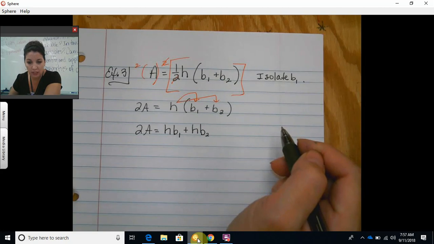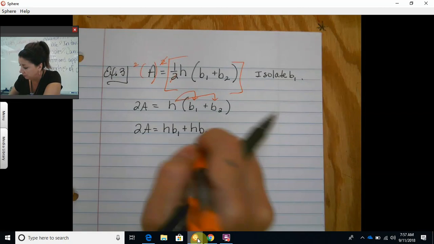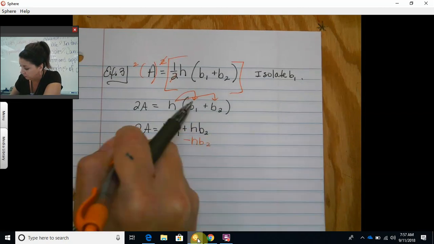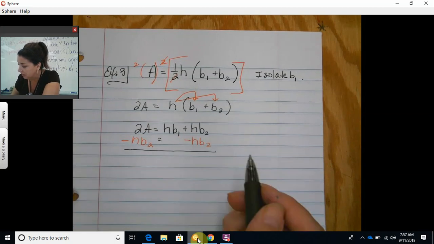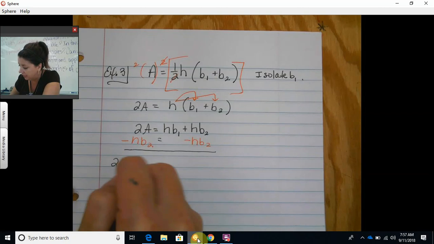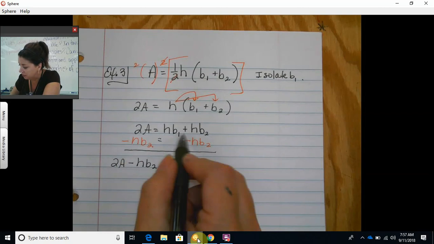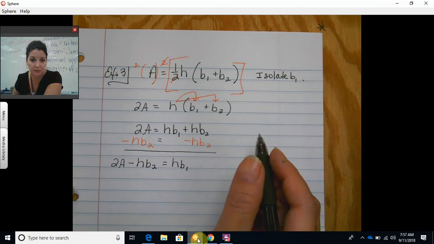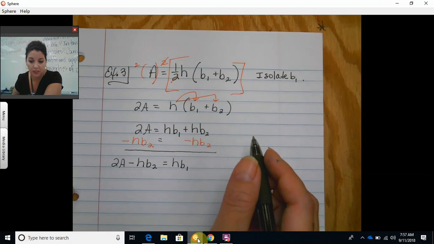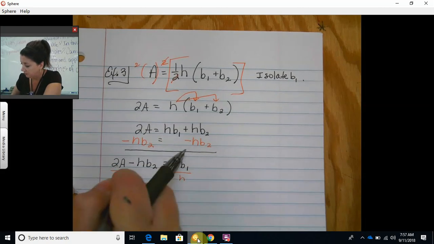What could I do at this point? Subtract h base of 2. So we can move that over. So on the left side, I have 2a minus h base of 2 equals, the h base of 1 will bring down, h base of 2 minus h base of 2 is 0, so we don't need to write plus 0. Trying to get base of 1 by itself, what could I do now? Divide every term by h.